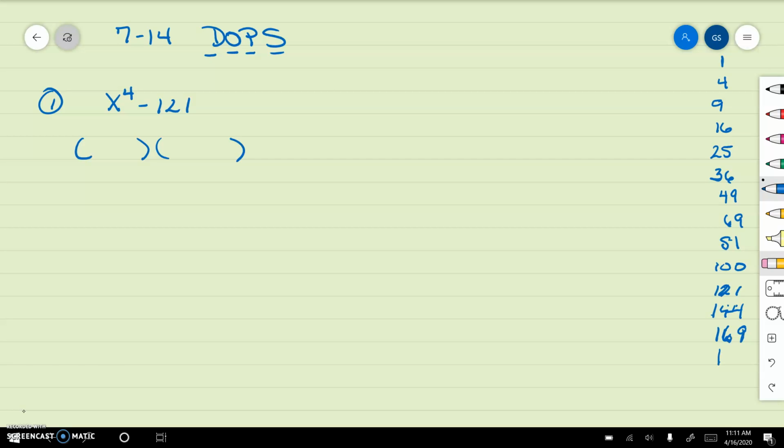Then 14 times 14 is 196. 15 times 15 is 225. I won't give you anything bigger than that. Alrighty. Okay, so, well, I have x to the fourth here.